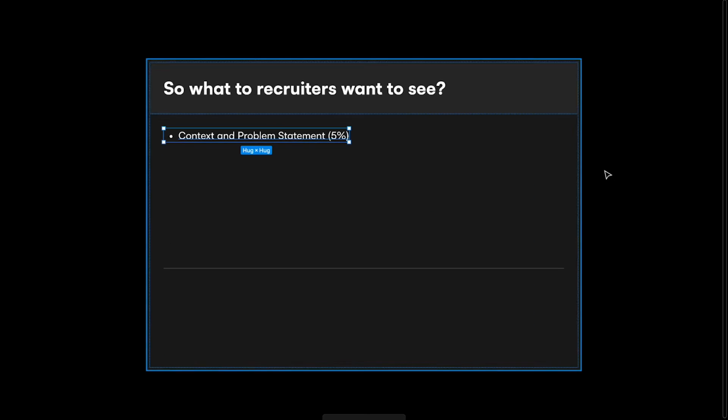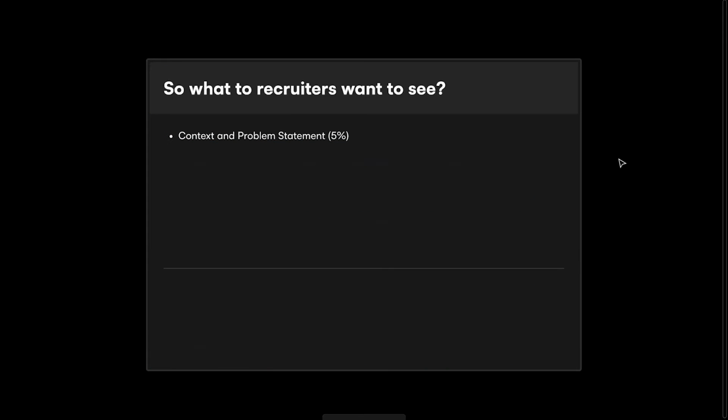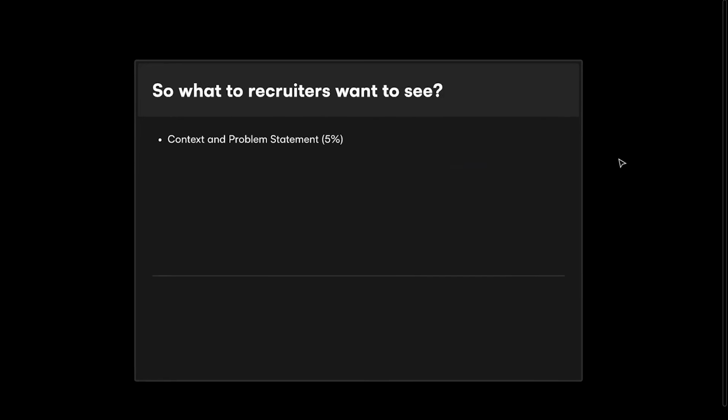So the first thing is they want to see context and problem statement. They want to know about the problem statement. What is the problem that you are trying to solve, right? Now, it could be one problem statement. It could be a bunch of problem statements combined together. It could be a redesign. It could be adding a feature, right?